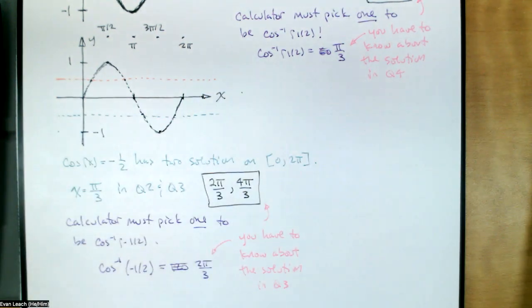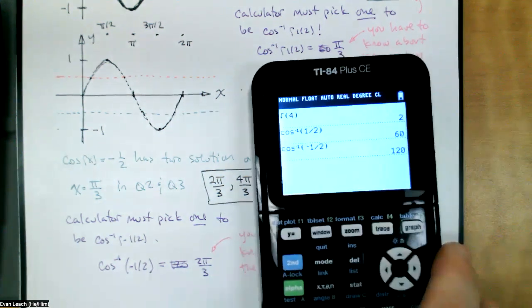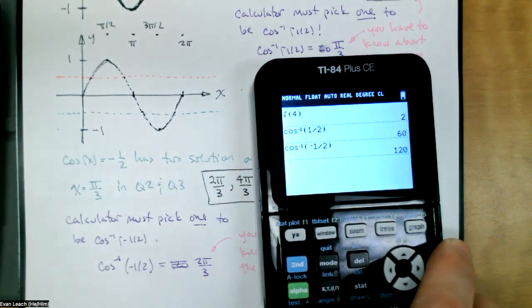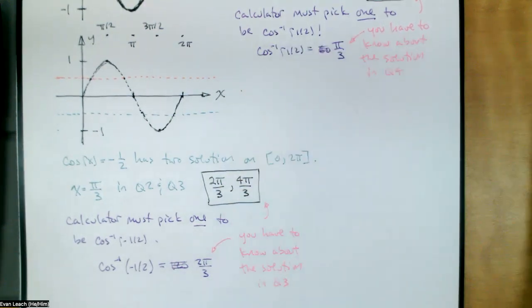The calculator will tell you one of the solutions. You have to know about the other. Cosine of something is negative. We know we're talking about angles in quadrant 2 or quadrant 3. We can use the calculator to get us one of those. We should also note that our calculator is not giving us a reference angle. It's giving us cosine inverse of -1/2.